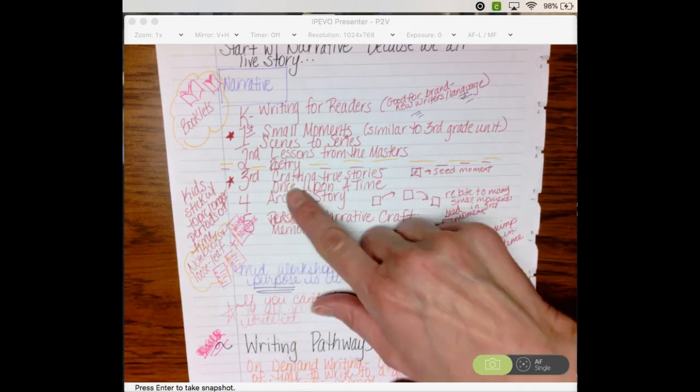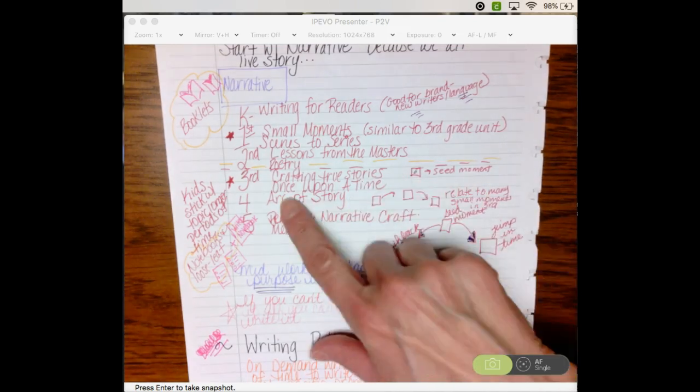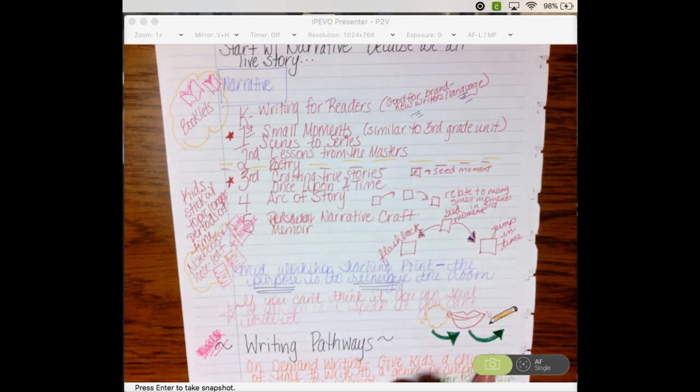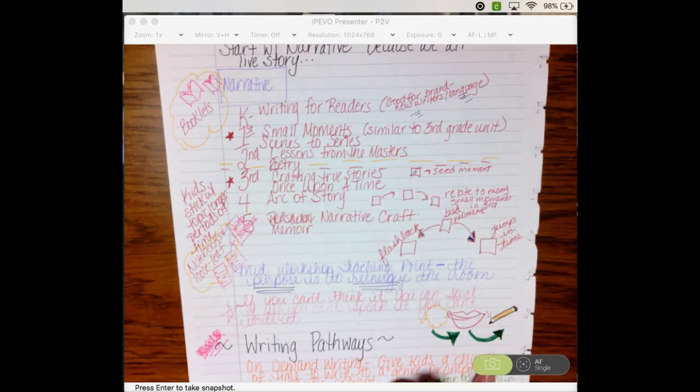So in third grade, they'll move into crafting true stories, and they'll do seed to moment stories, and they'll write once upon a time. So they'll develop fairy tales. So they're going to move into fairy tales. Fourth grade, they'll start doing the arc of a story. They'll relate many small moments to develop a story.